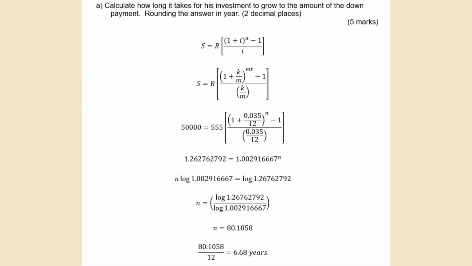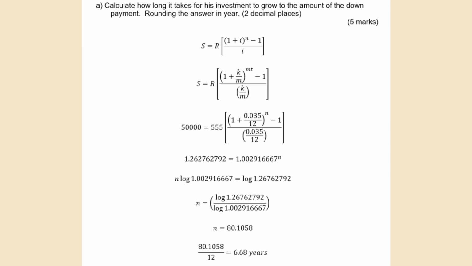Question 2A. For this question, we will use the formula of future value, which is S equal to R[((1 + i)^n − 1)/i]. We use the same formula but with S equal to R[((1 + k/m)^(mt) − 1)/(k/m)]. First, we need to change the letters and fill them with the numbers from the question: k is 0.035 or 3.5%, m is 12, R is 3700 multiplied by 15%, which gives us 555, and S is 50,000, which is from the down payment.